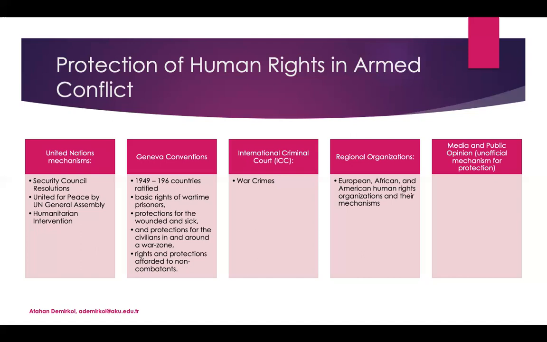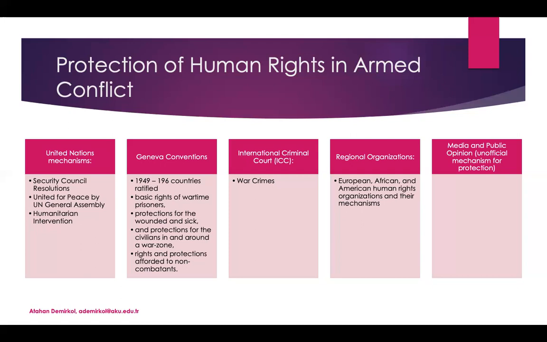And the other important thing is the Geneva Conventions. These conventions consist of four treaties, signed in 1949 and ratified by 196 countries. They generally deal with the basic rights of wartime prisoners, protections for the wounded and sick, protections for civilians in and around a war zone, and rights and protections afforded to non-combatants. These are the general rules of the Geneva Conventions, and these are mostly international humanitarian law.